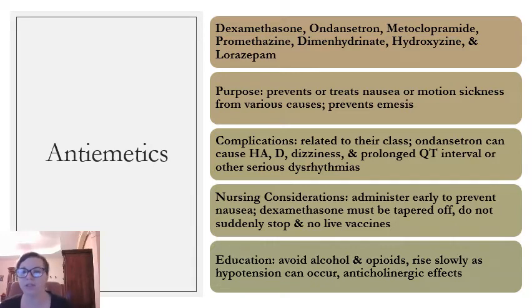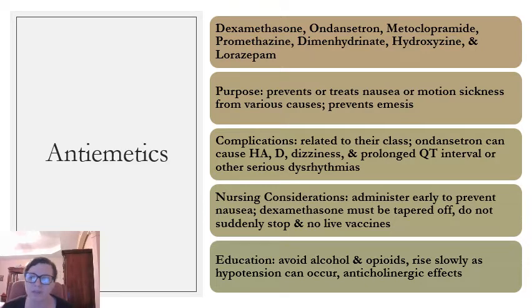So these are going to prevent and treat nausea or motion sickness due to different causes. There's listed different ones in your book about like chemotherapy, certain disease processes, different things. But in general, just know that it's to prevent these things and prevent emesis. Complications are related to their class. So like dexamethasone is a glucocorticoid, and lorazepam, benzodiazepine. So you kind of look at those things briefly over in your book. So it's just more related to the class, like those big major things.